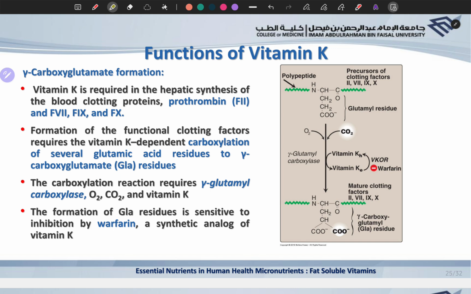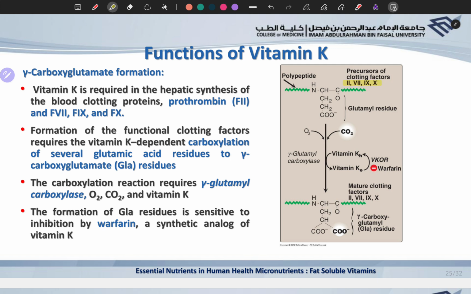This you will be taught in your hematology module. I will be taking it in third year. Of these, factors 2, 7, 9 and 10. You see the Roman numbering? 2 is prothrombin. 2, 7, 9 and 10 have glutamic acid residues.